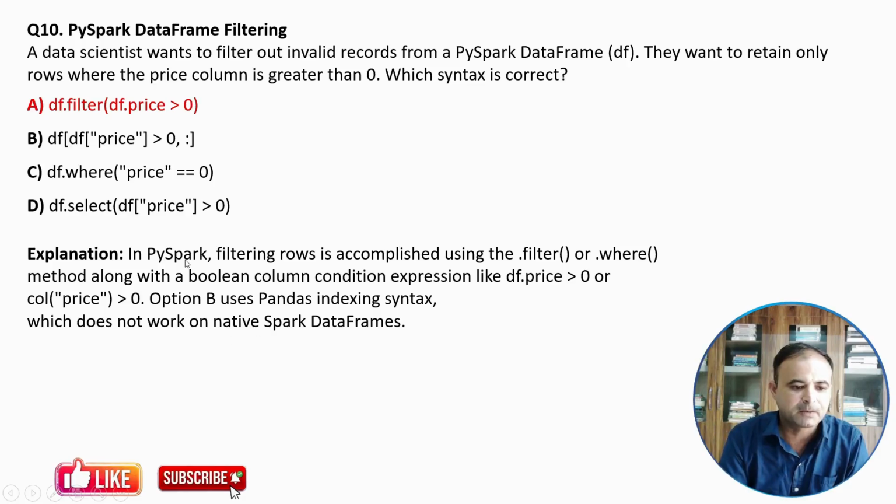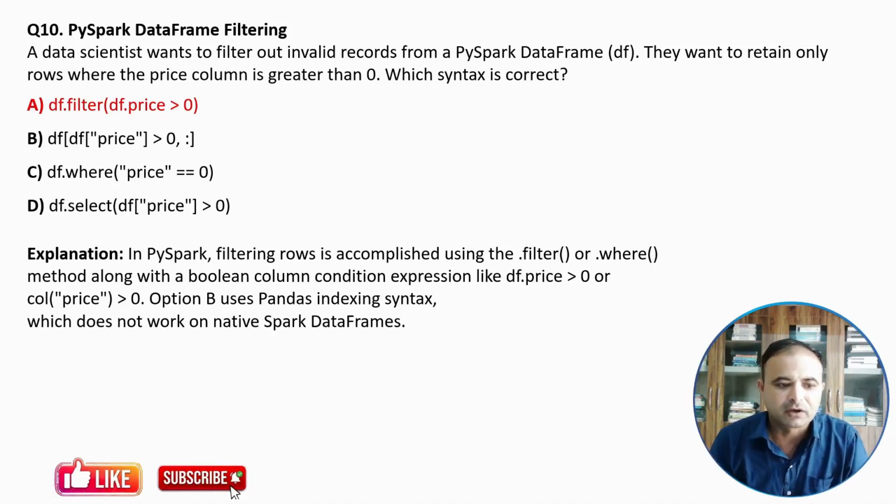Why is this option correct? In PySpark, filtering rows is accomplished using the .filter or .where method along with a boolean column condition expression, the reason being df.price > 0. Why is B not correct? Because B is pandas indexing syntax. So the correct answer is A.